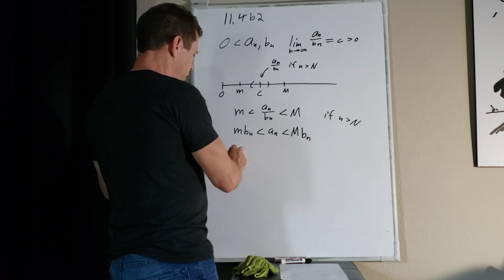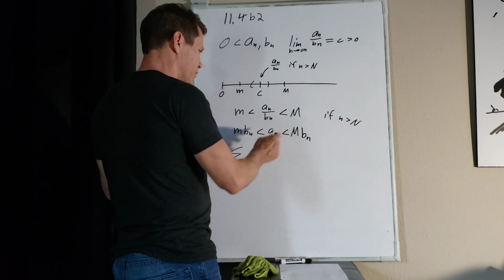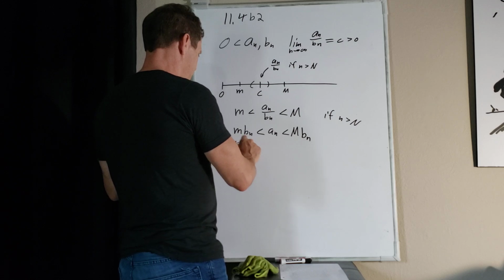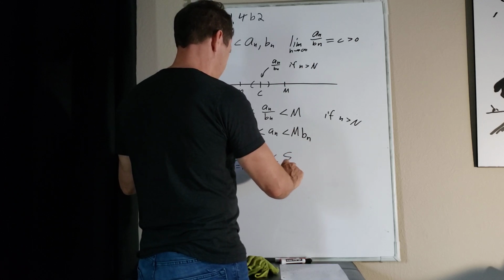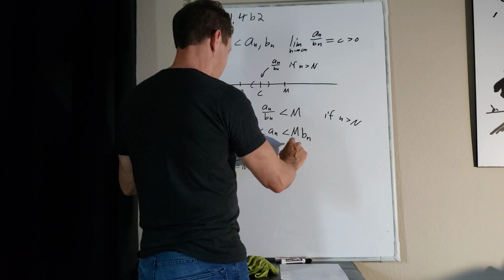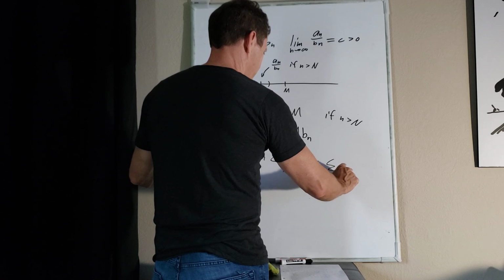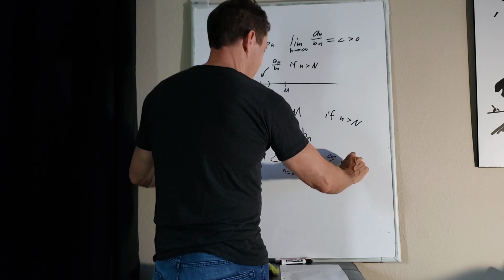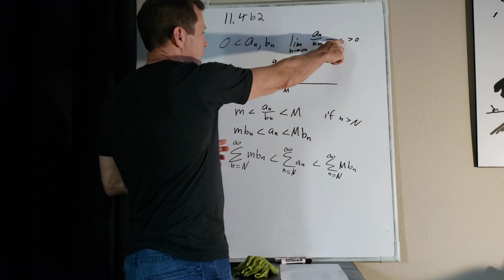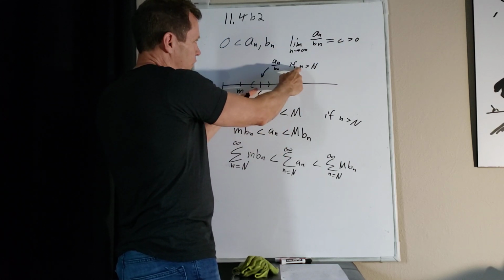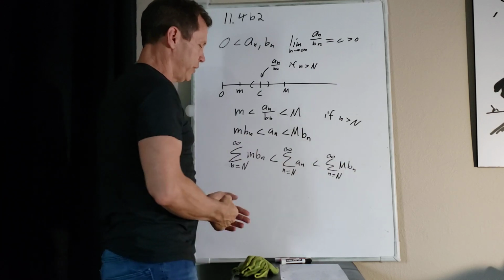So now, what do we know? We know the summation, n equals, wherever you want to start, we can say big N here, to infinity of little m b_n is going to be less than the summation n equals big N to infinity of a_n, which is less than the summation n equals big N to infinity of big M b_n. Now, if this happens, I can get all my guys in here for large enough n, and I know that I've got this inequality on the series.